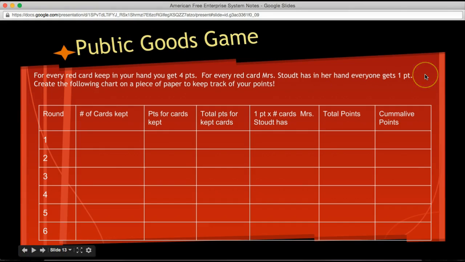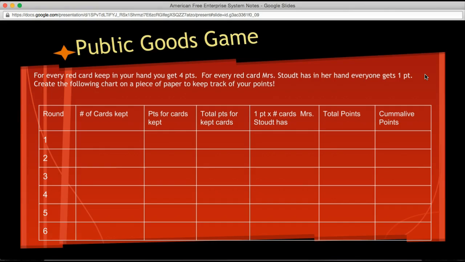This public goods game. This is the game that we played in class with the cards. So if you don't know what this is, we're going to talk about it more in class. But everybody got 4 cards, 2 red and 2 black. And what happened was that for every red card you kept in your hand, you got 4 points. For every red card you gave me, the class as a whole got 1 point.